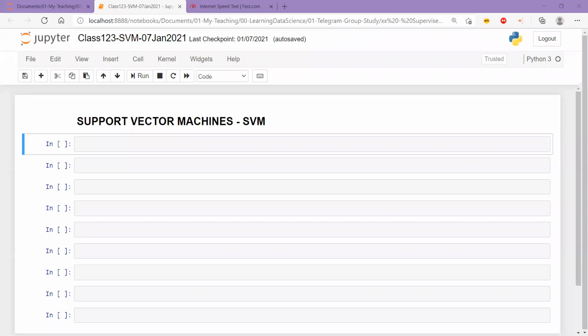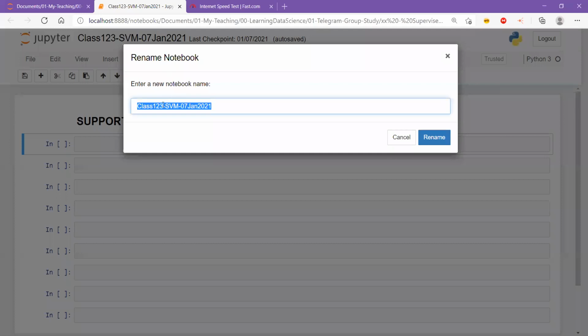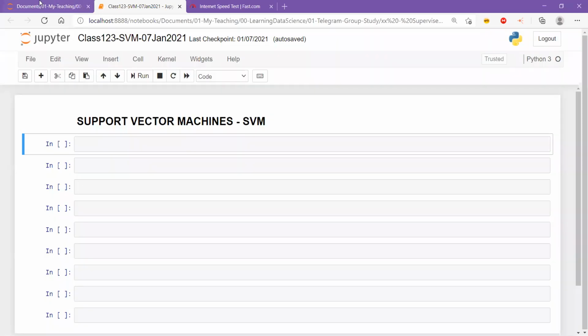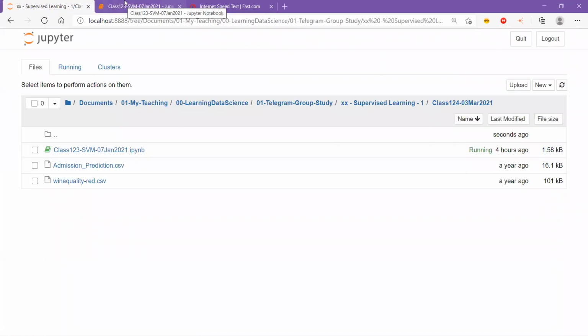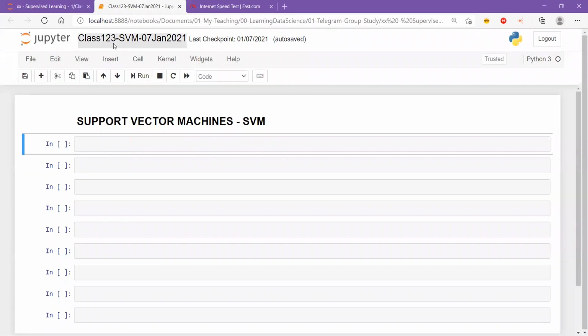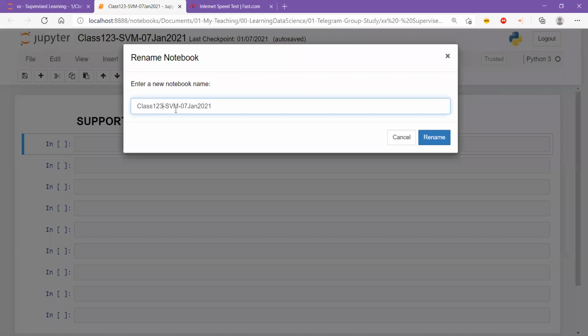Okay. So until the last session that we have had, we started to look into the support vector machine side of things, but it has been too long. The last session was done on 7th of Jan, as you can still see in this notebook. Let me just do one thing. Give me 1 minute. This should be 124, and this will be 3rd of March.